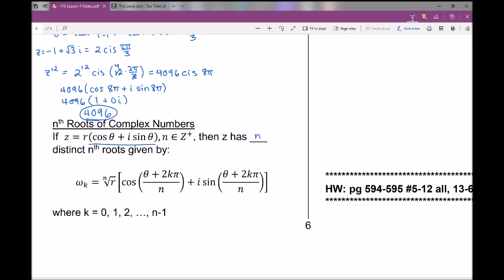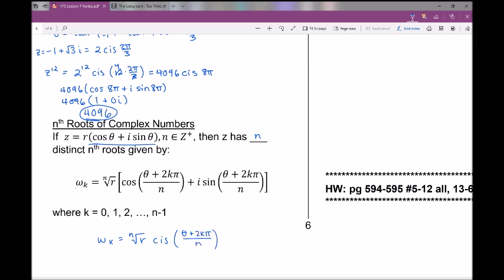All right? So it's this big, long, nasty looking formula to find this. But if we simplify this to our CIS notation, I don't think it will be that bad. So we can rewrite this. We usually write roots using this Greek letter called omega. It looks like a curly W, so that's what we use to indicate roots. So another way to write this formula is omega sub k is equal to the nth root of r, so the nth root of the radius, CIS theta plus 2k pi over n.